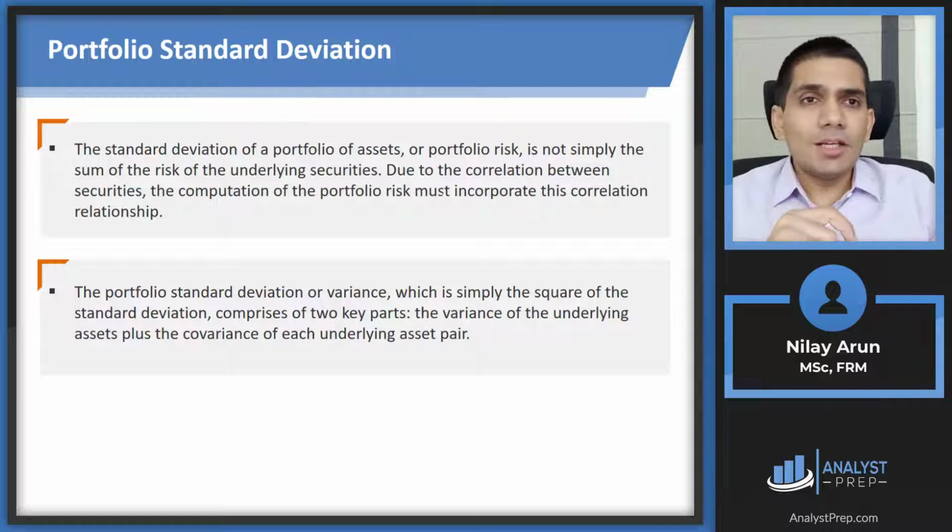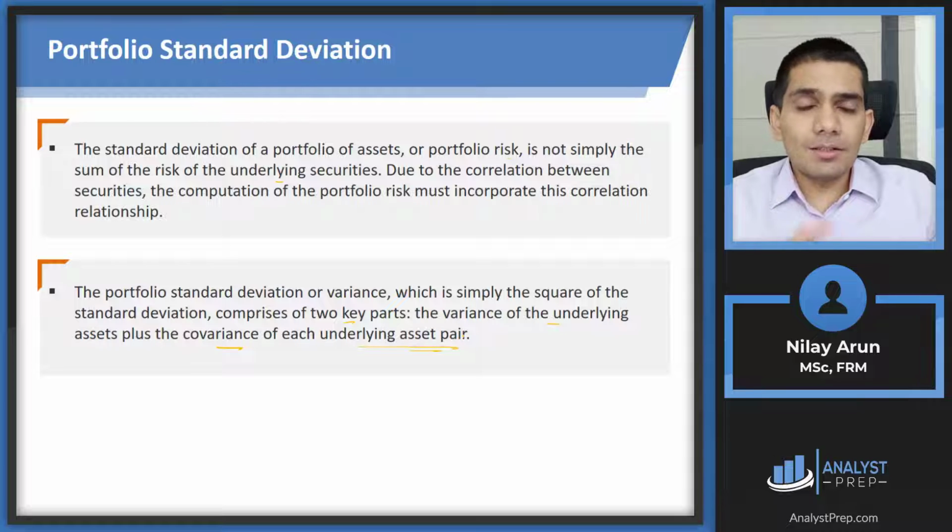Alright, now the standard deviation or portfolio risk is not simply the addition of the risk of the underlying securities. So remember, we need to factor in the correlation, and that is actually the most important term that we're going to look at. So the portfolio standard deviation comprises 2 key parts. And what are those 2 key parts? It's the variance of the underlying assets, that's something that we already need, plus the covariance of each underlying asset pair.